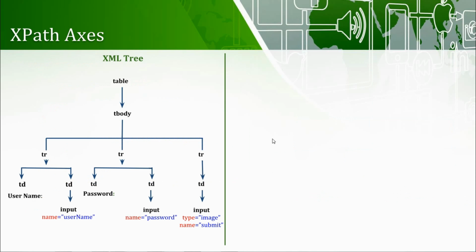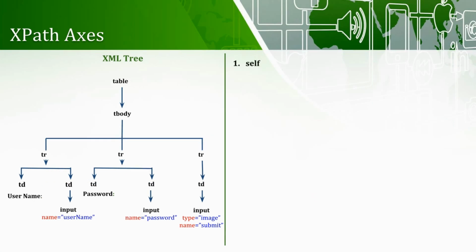Let's see XPath Axes. Here I am going to use the XML tree that we just created to understand XPath Axes. The first axis is self. As the name indicates, it will return the current node.